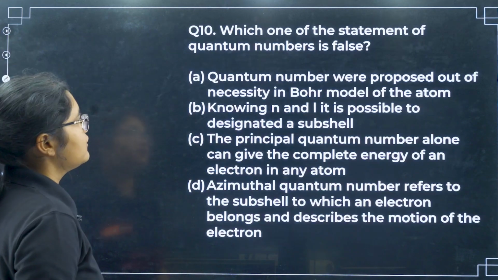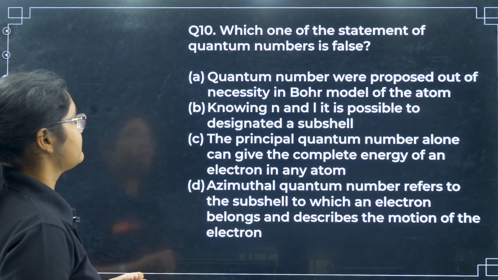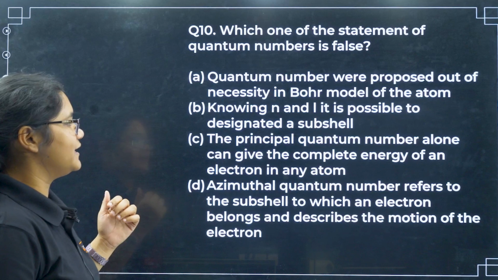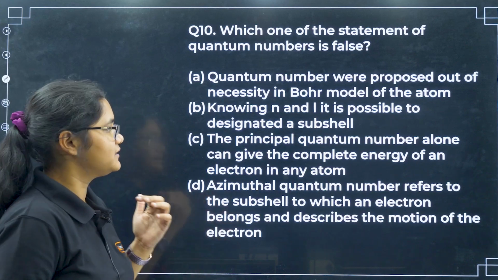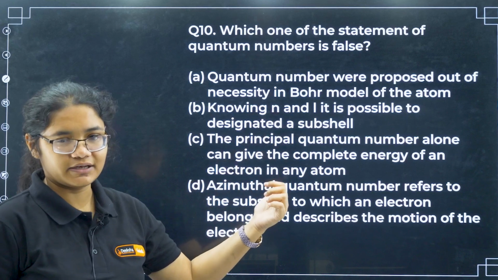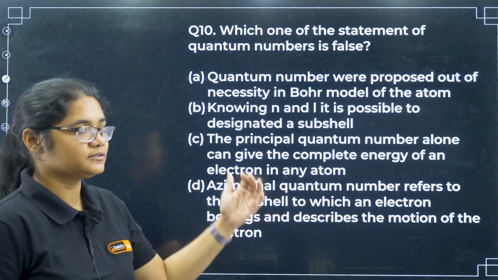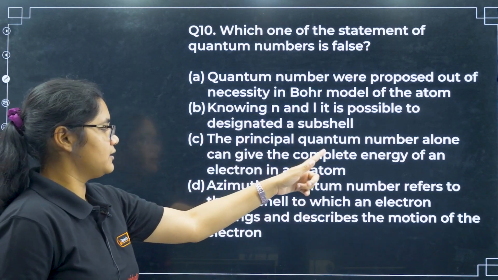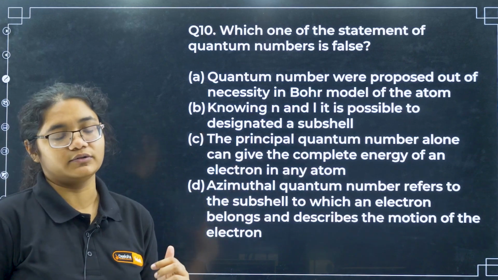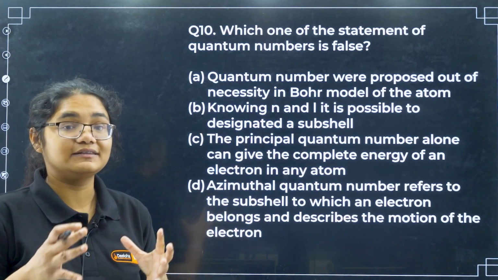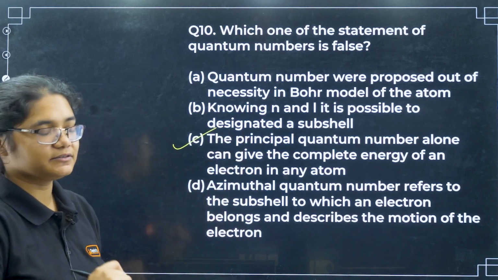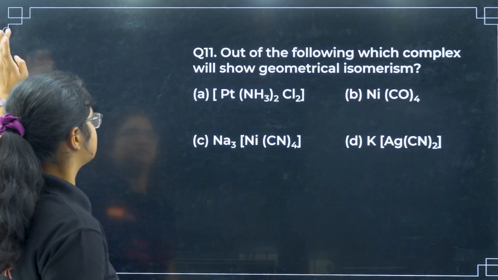Next, question number 10, which one of the following statements of quantum numbers is false? So quantum numbers were proposed out of the necessity in Bohr model of the atom. Yes, that is the correct statement. Knowing N and L, it is possible to designate a subshell. Yes, 2p, 3s, these are all subshells, we can designate them. The principal quantum number alone can give the complete energy of an electron in any orbit. No, the complete energy is given by N plus L. So we need both the principal quantum number and azimuthal quantum number. So this is the wrong statement.